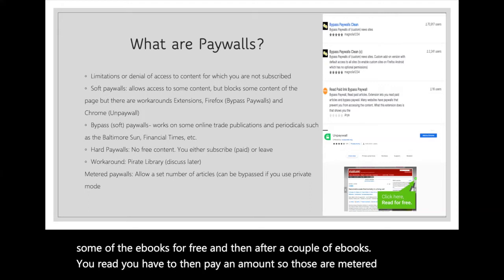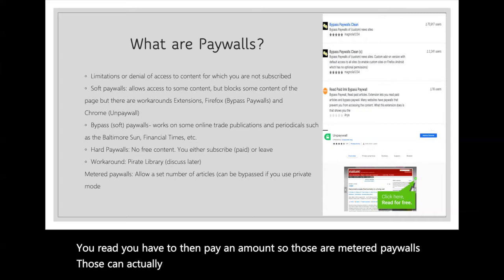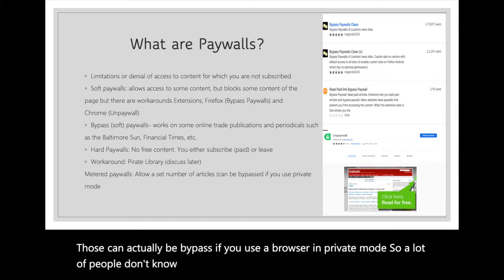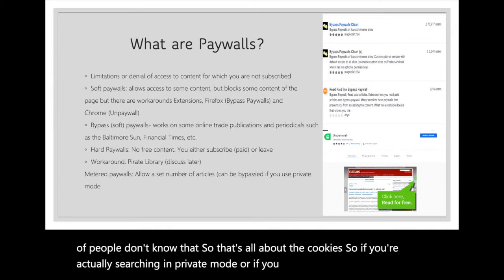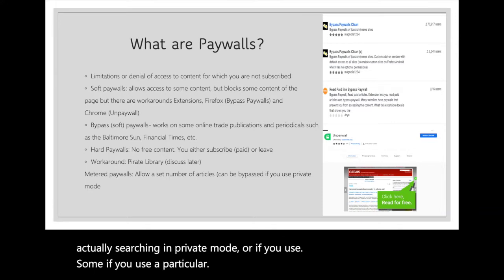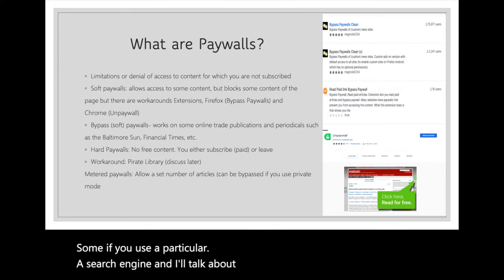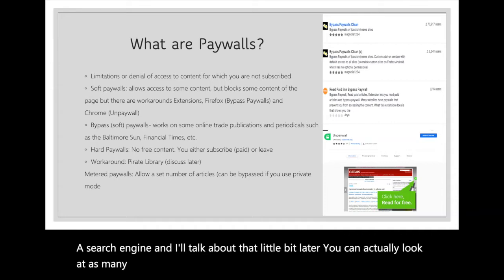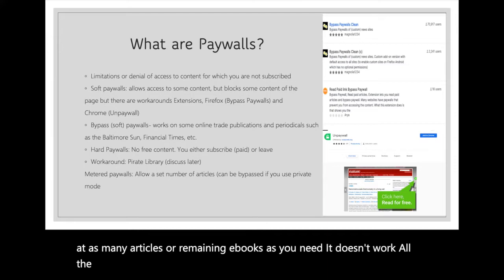Those can actually be bypassed if you use a browser in private mode. A lot of people don't know that. So that's all about the cookies. If you're searching in private mode, or if you use a particular search engine, and I'll talk about that a little bit later, you can actually look at as many articles or ebooks as you need. It doesn't work all the time, but it works a lot of the time.